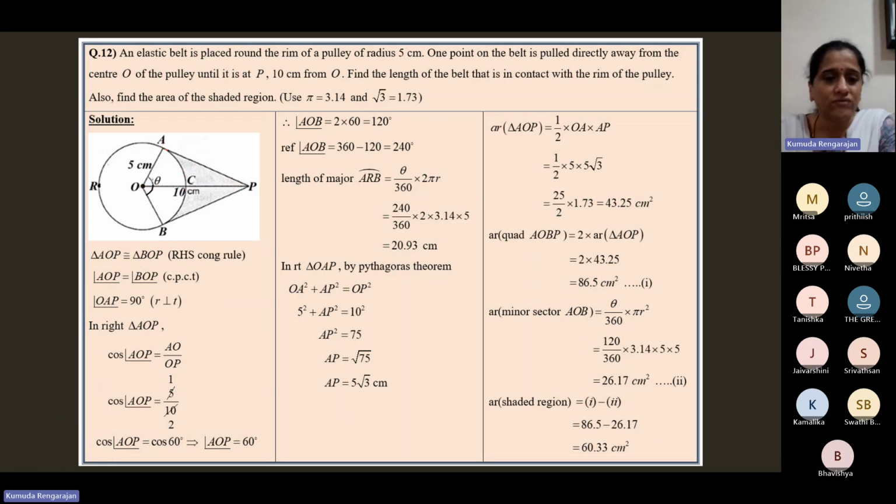Doubling it is one way. Or you can find the area of this quadrilateral minus the area of the sector with sector angle 120 degrees. How do you find the area of the quadrilateral? The area of the quadrilateral is 2 into the area of one right triangle. So find the area of the quadrilateral and subtract the area of this sector with sector angle 120 degrees, and that will give you the area of the shaded region.